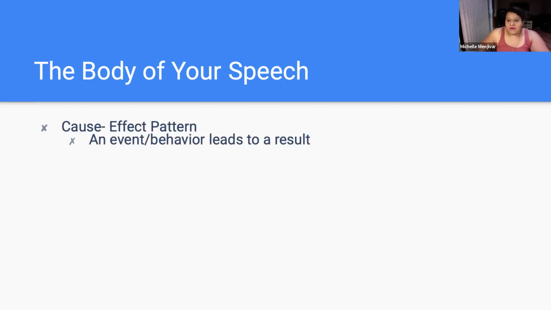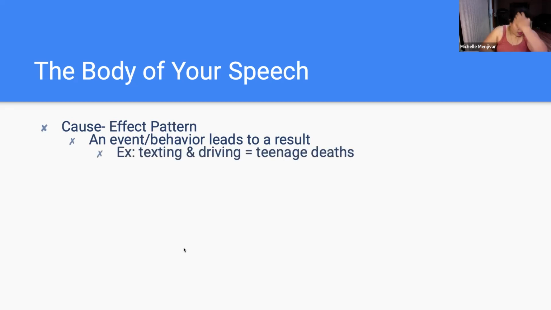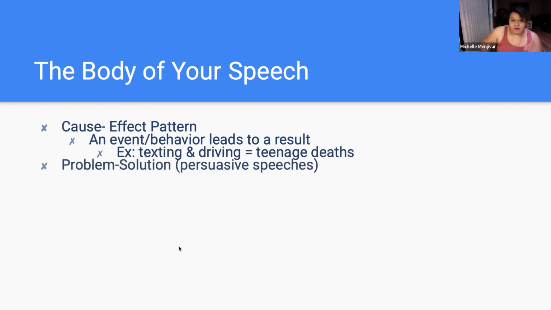Lastly, you have the cause and effect pattern. This usually is when you have a behavior that is caused by something else. So for example, you can talk about how texting and driving has caused teenage deaths and accidents, and you can explain why this leads to this result. This works well for informative speeches.